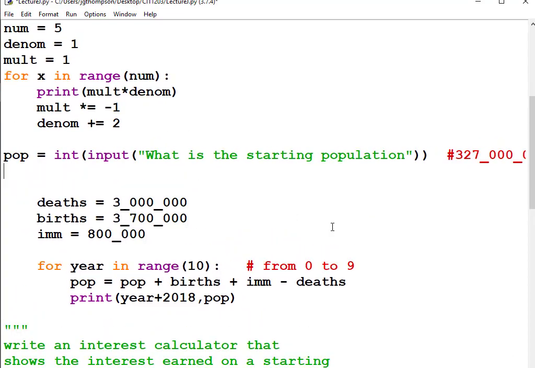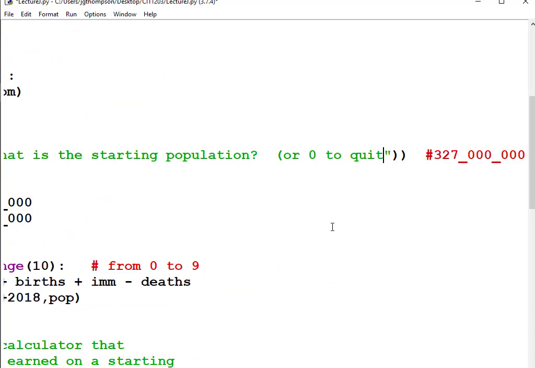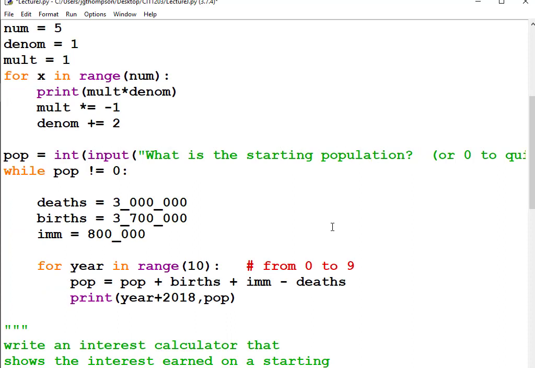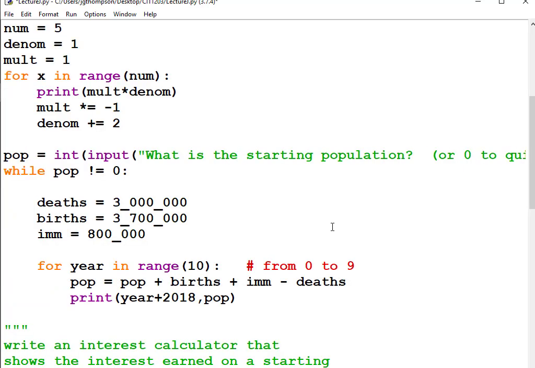But then we're going to check our while loop, right? So while population is not equal to zero, in those parentheses, and I should tell them that they can type zero to quit, right? What is the starting population or zero to quit? Sorry, it's a long statement. I could break it up into two, but you get the idea. What is the starting population or zero to quit, followed by the closing parenthesis. All right, and so while the population is not equal to zero, that means that they're really curious.